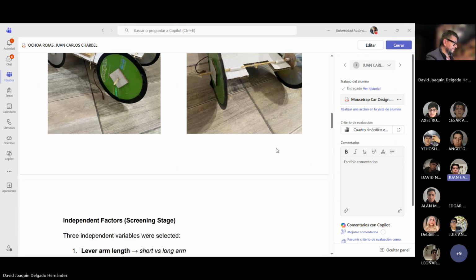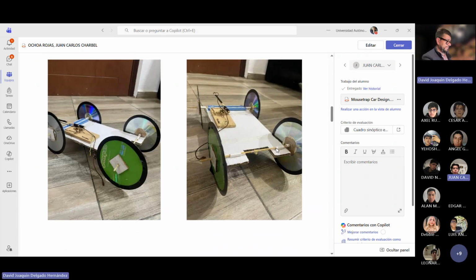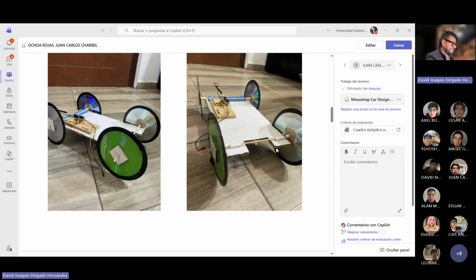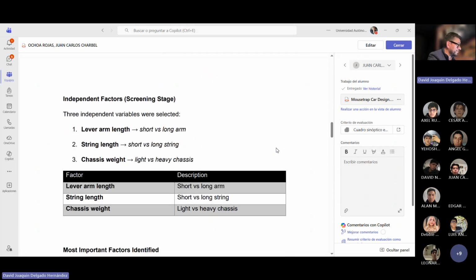And the axles of the wheels are straws. I don't know how to say it in English, but strip. Okay. And very light. Yes. These are the variables that you considered, right? Yes.